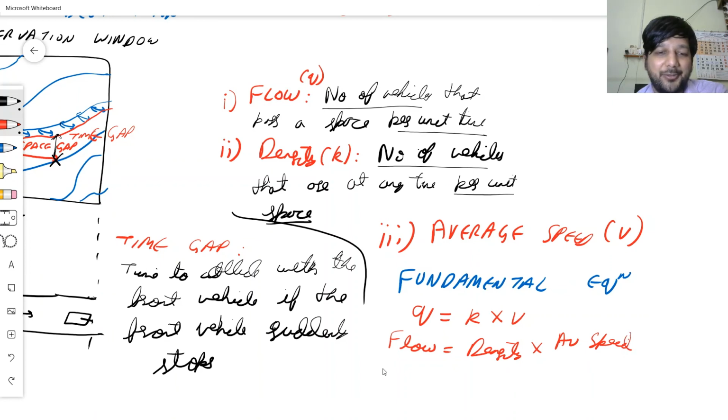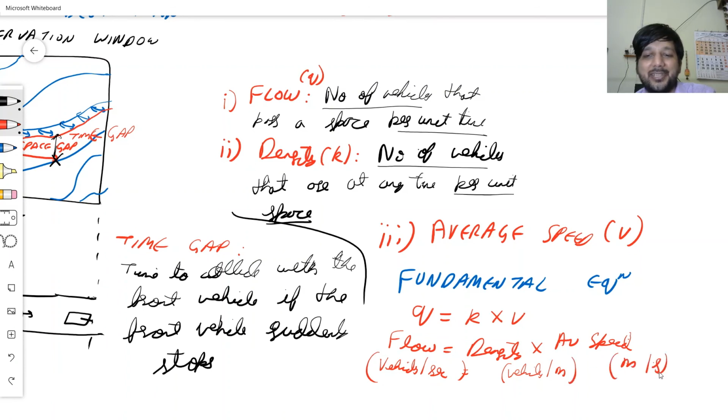The units actually match: the flow is vehicles per unit time, the density is vehicles per unit space, and the average speed is meter per second. So meter cancels, vehicles per second. So obviously the units absolutely match. Now that's one thing which I like about transportation, the use of the term fundamental. Everything is fundamental in transportation. Of course, as we study more macroscopic variables, we're going more into the fundamental sciences. So that's the fundamental equation of the transportation system, that the flow will always be density times the average speed.